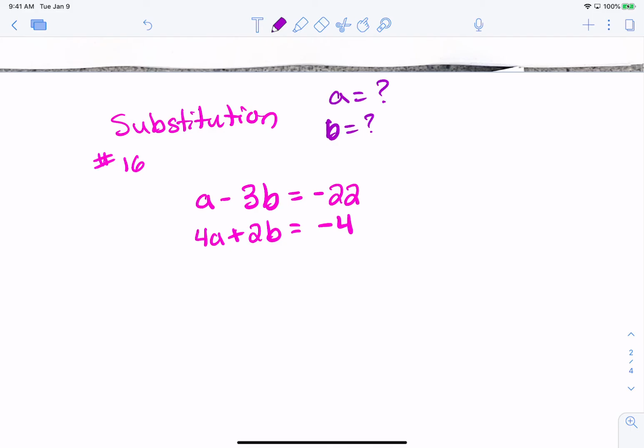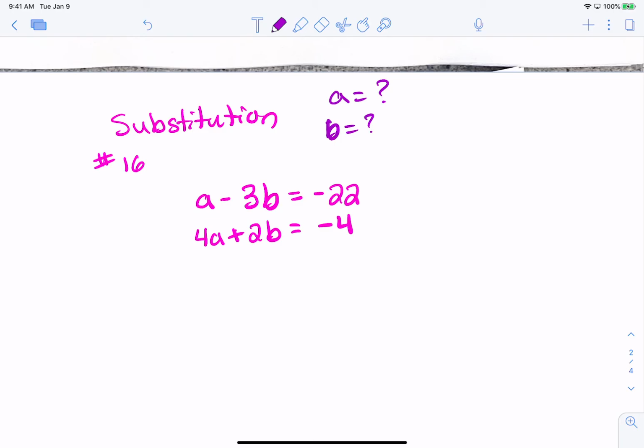I'll wait for you guys to write this stuff down. Okay, so I need to get A by itself or B by itself. Do I have either A by itself or B by itself for one of those two equations at all? No. But you want to have A by itself. Well, but it's not alone on one side of the equal sign by itself. Yeah, but it's just easier to get. Yeah, so we can get it by itself, okay?